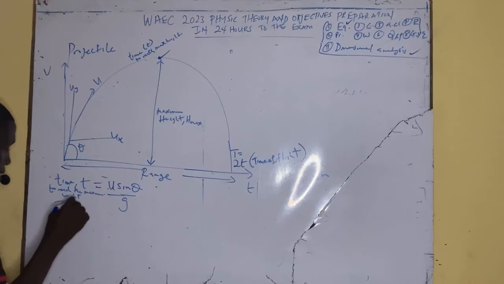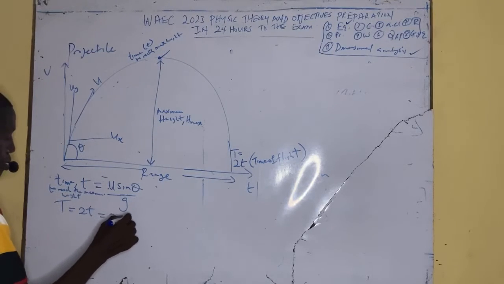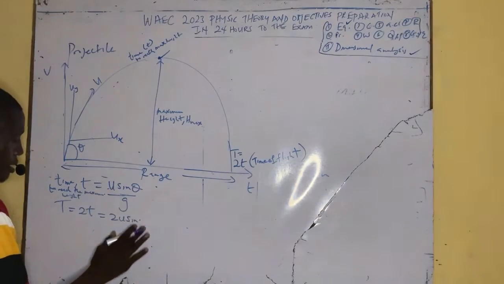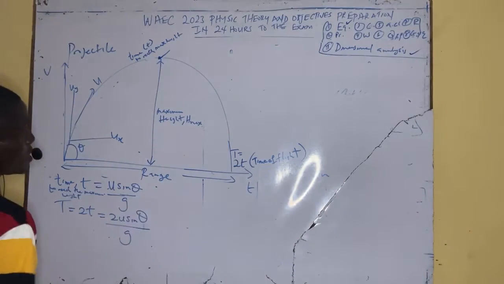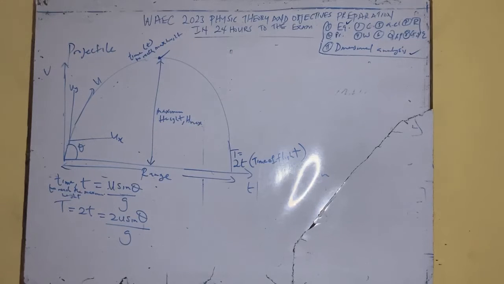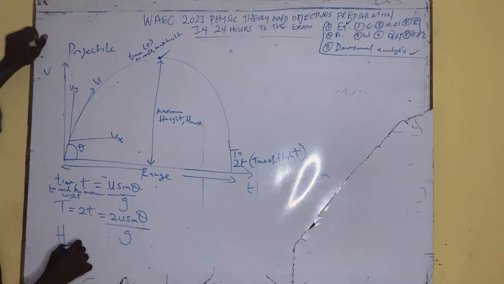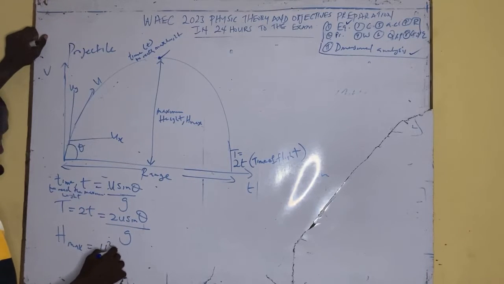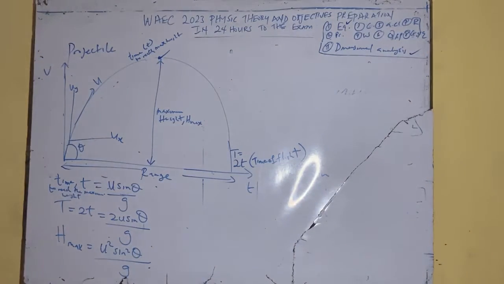So please note that. Then capital letter T is 2t, which is 2u sine theta over g. Don't forget that this g is acceleration due to gravity. From here, we move towards the maximum height itself, which is equal to u squared sine squared theta over 2g. This is over 2g, ordinary g.